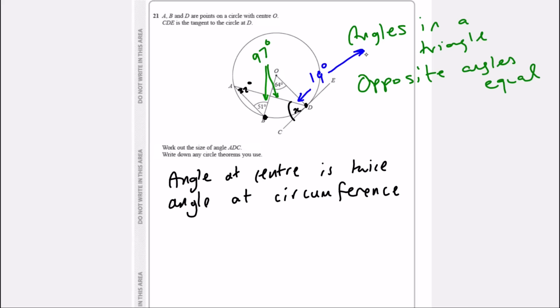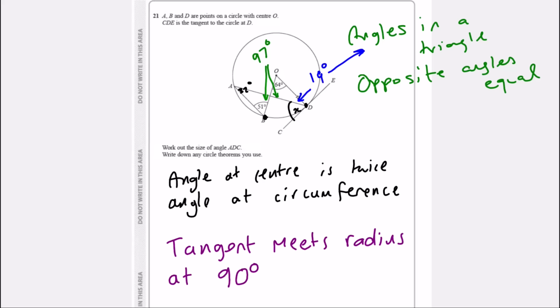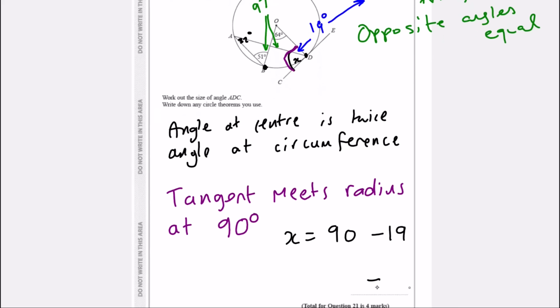Again, angles in a triangle. And we know a tangent meets a radius at a right angle. So this is a right angle here, 90-degree angle. So x is 90, take away 19, which means it must be 71 degrees.